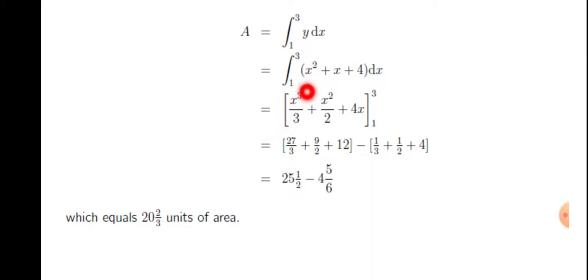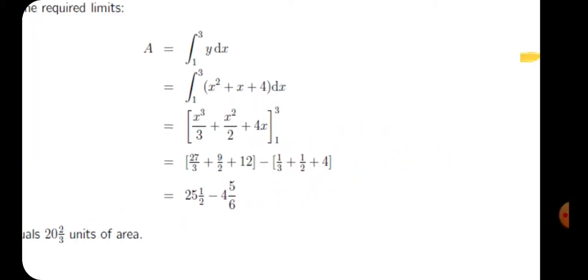Do the integration. Here x power 2, add 1 to the power and divide by the new power. So we have x power 3 over 3. x, add 1 to the power, x power 2 over the new power 2. 4 is a constant, so it will be 4x. From 1 to 3, substitute first x equals 3 here, and minus substitute x equals 1 here, and this is your final answer.